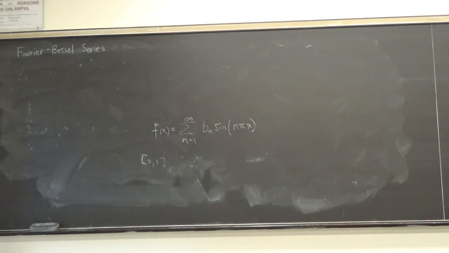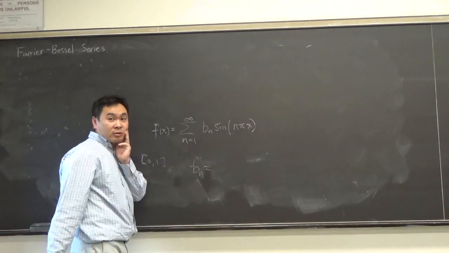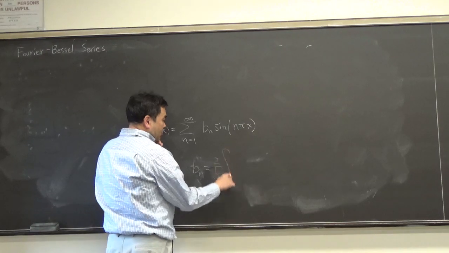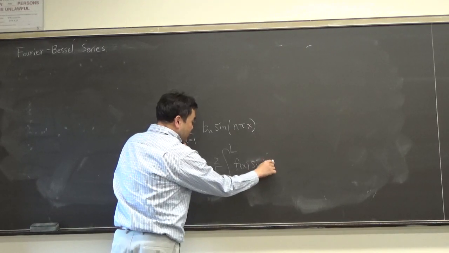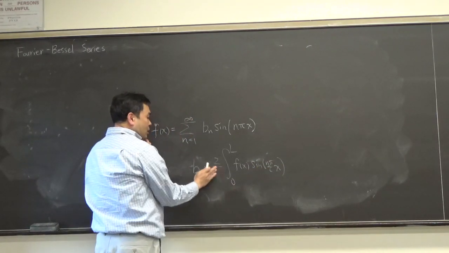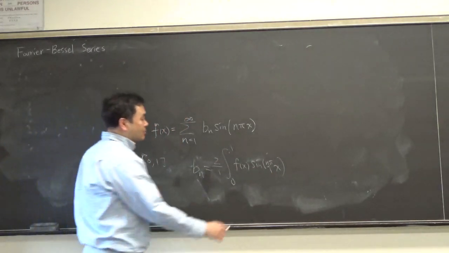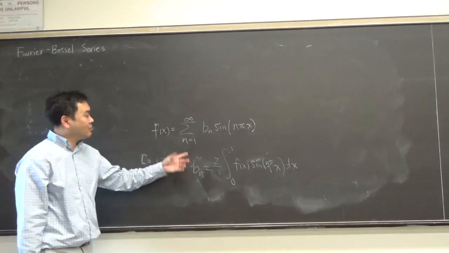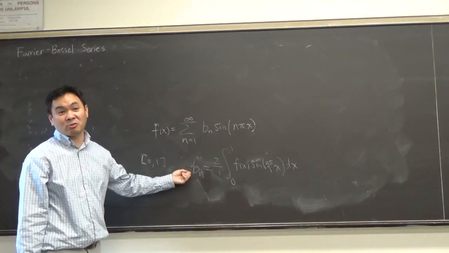And another thing was these b_n's, we were able to calculate them by using orthogonality, right? So what was the formula? It was 2 over L, integral from 0 to L, f of x, sine n pi over L x. In the case when L is 1, this is simply just that, right? dx. So that's how you were able to get it. And that made this formula useful. I mean, what's the point of having this if you don't know how to find the coefficients, right?